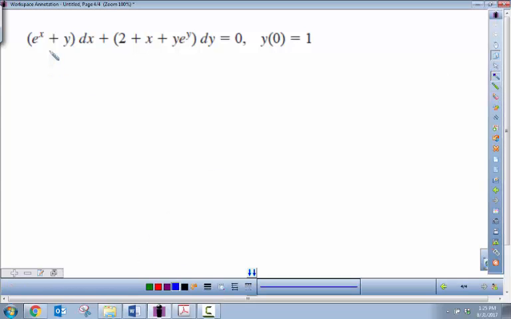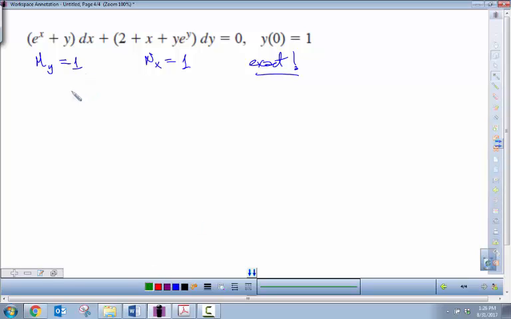Let's just double check. Oh, let's just write it out. So m with respect to y is equal to 1, right? Because x is constant. And then n with respect to x, there's a 2 gone. There's y e to the y, which is gone. So this is just going to be 1 again. So this is exact. That's good. That means we can continue on and solve for this.